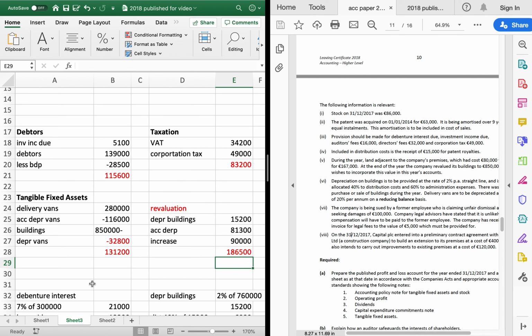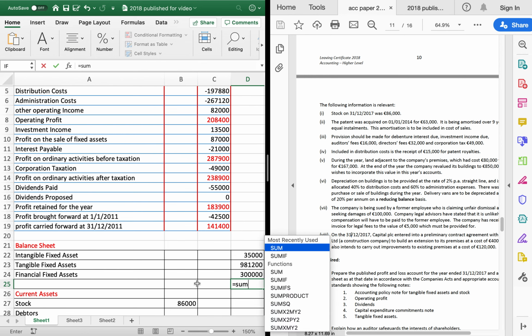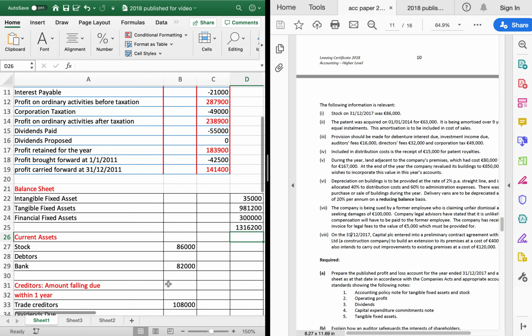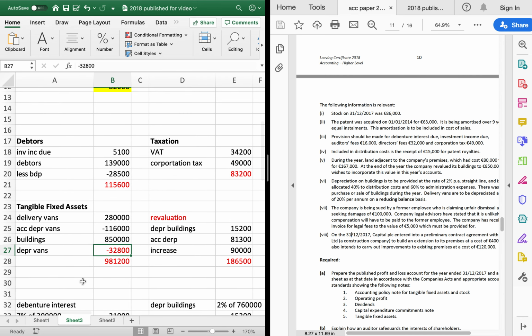Okay. Your tangible fixed assets, 13... No, that doesn't seem right. It's 850 there. So 981,200. Just going to have to check this in a minute. So that's your tangible, so that's 35,000, I think. 981,200. Okay, just add those together. Your debtors is 115,600.